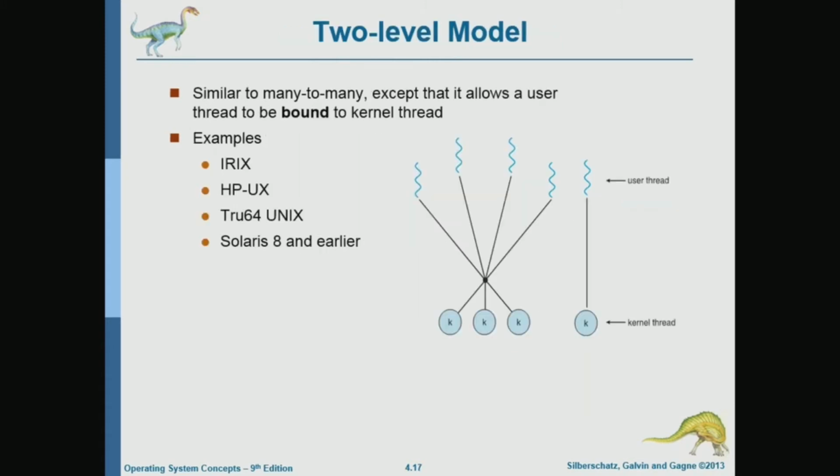Another model is a two-level model, in which we have the many-to-many model. So we have many user-level threads mapped into many kernel-level threads, but some user-level threads may be mapped to their own kernel-level threads. So this is another scheme for trying to get the advantages of both schemes. Okay.